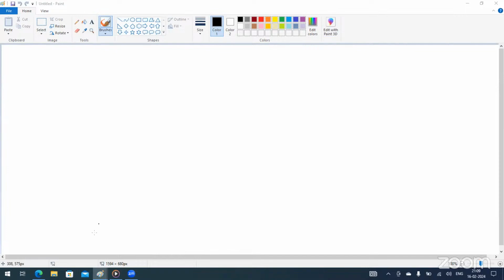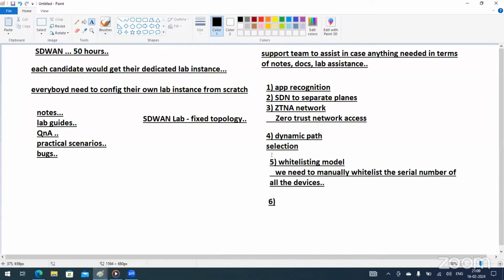Okay. So we talked about application recognition, SDN to separate different planes, then ZTNA, Zero Trust Network, where each device must have a certificate, each device must be certified, right? Then dynamic path selection, where we can select whether traffic, like X traffic or voice traffic, should go via WAN 1 or based on the dynamic performance, right? Then we have a whitelisting model, where all the devices must be whitelisted, right?